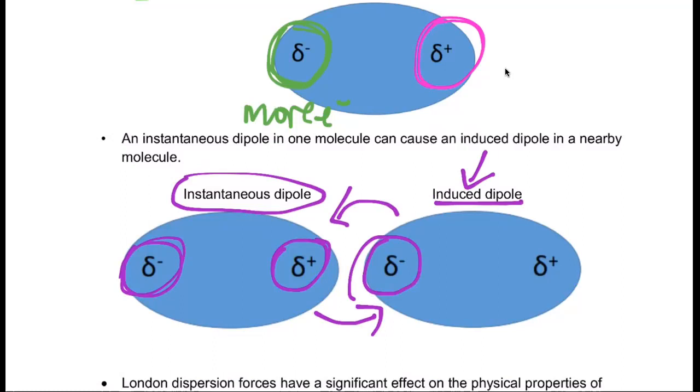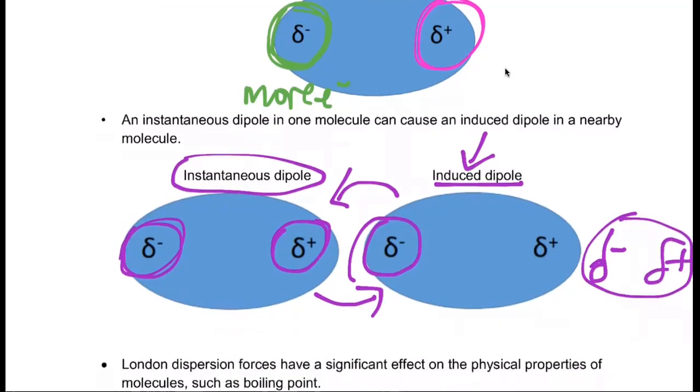It's kind of like a chain reaction, because if there was another molecule over here, maybe it would also have another induced dipole, negative and positive. And so it can keep going, and it can cause several of the atoms or molecules to do this in a sample of a substance.